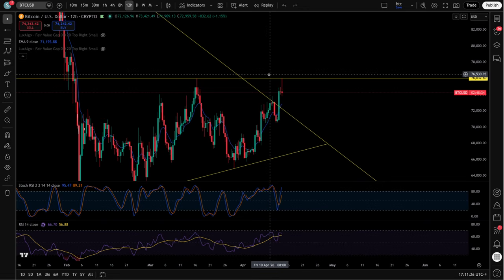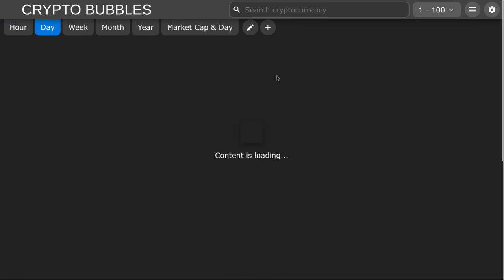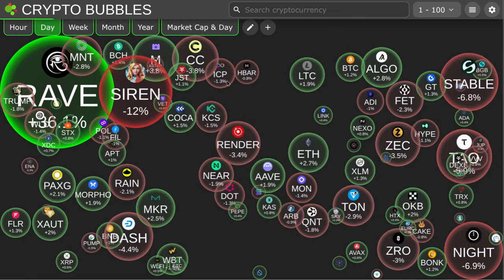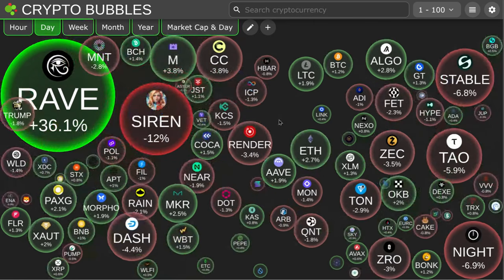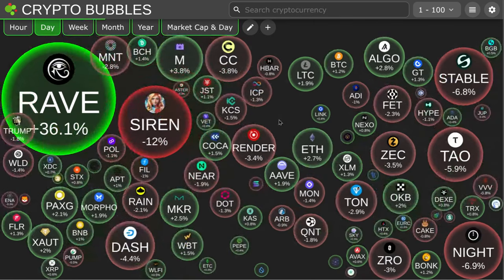But keep an eye on this double top. 76 is a big area to keep an eye on. The crypto bubbles. See what's going on over here today for the day. I'm curious here. Raves up 36%. Got a decent trade there yesterday in Discord. I posted it out there.